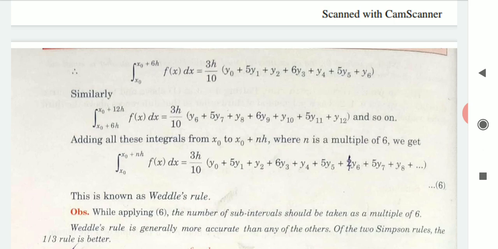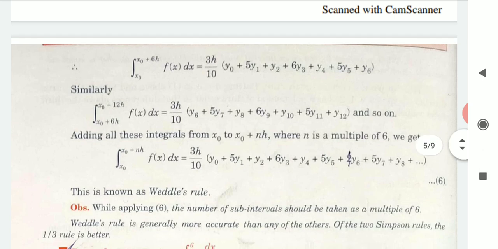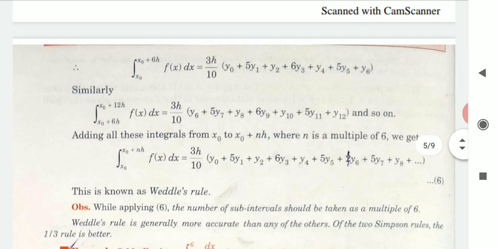Similarly, x0 plus 6h to x0 plus 12h f(x) dx will be equal to again 3h by 10 into 1 5 1 6 1 5 1, starting from y6. That 6 is repeated, y6 here and also y6 there: y6 plus y7 plus y8, y9, y10, y11, y12. So that 6 is repeated here, and that will play an important part. Many times students have the doubt: sir, the 6 is repeating there, so do we take it 2 times? Let's see what to do.